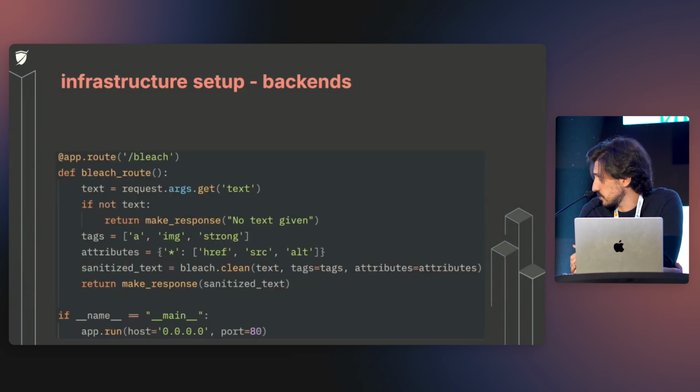This is an example of a simple app for Python. This is the bleach sanitizer. We are reading input from the query string, defining the a, img, and strong tags as being allowed, defining the href, src, and alt attributes as being allowed on all tags, and then we are returning the sanitized input in the response.